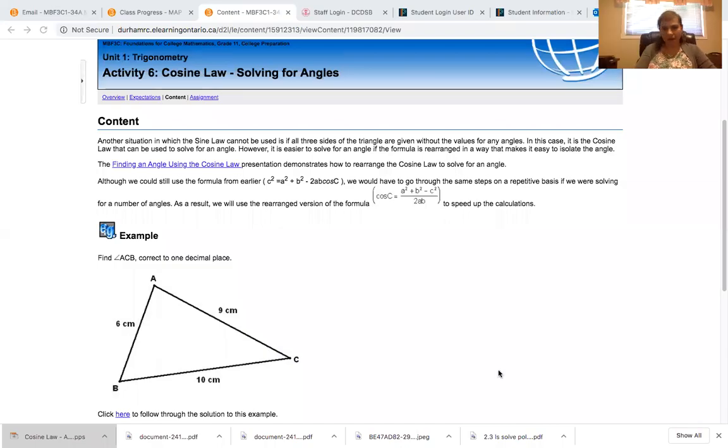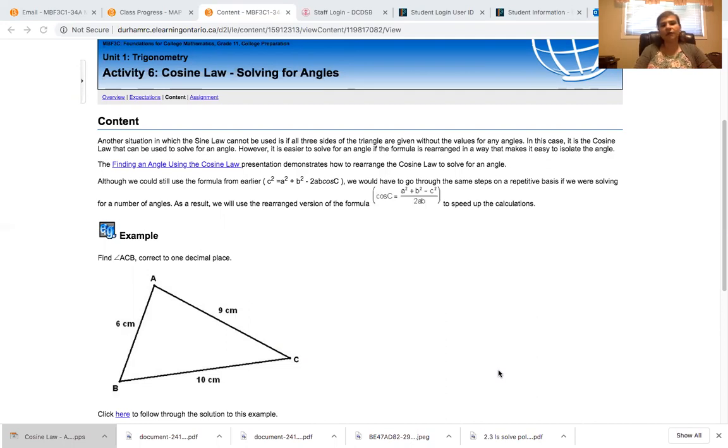Hi, so today we are going to continue on with the cosine law, but today we are going to look for the angles. So we're going to try to solve for the angles using the cosine law. What we did yesterday, we found the equation that we can use to solve for a side using the cosine law. And the equation was, or one of the different ones that we found was c squared equals a squared plus b squared minus 2ab cos c.